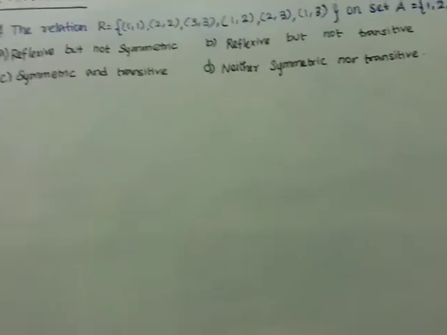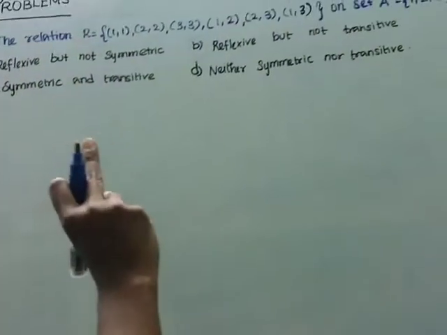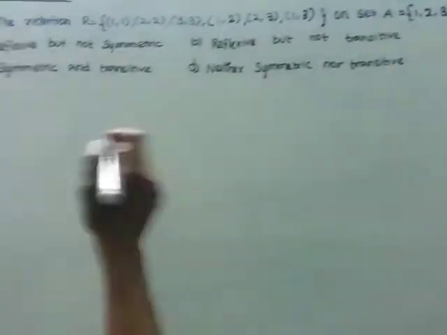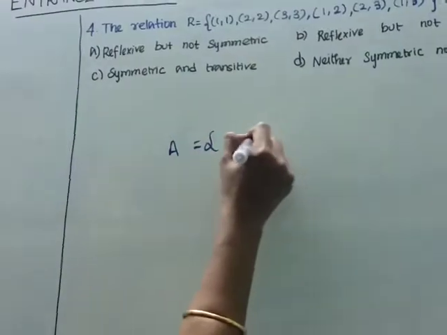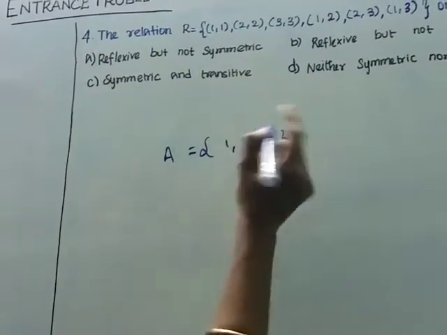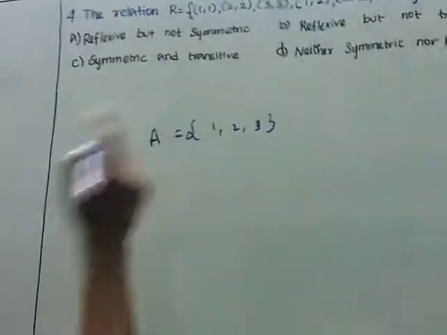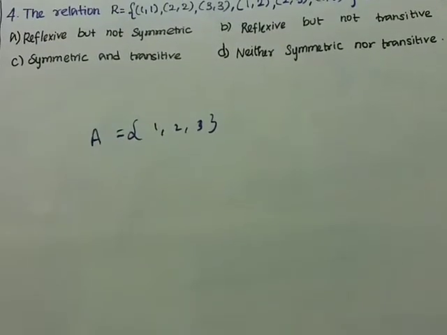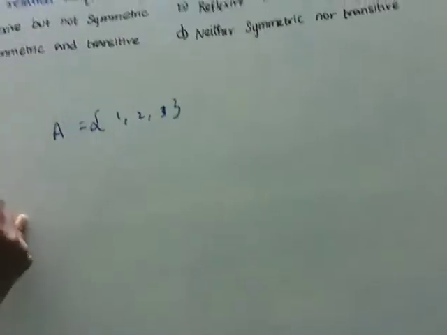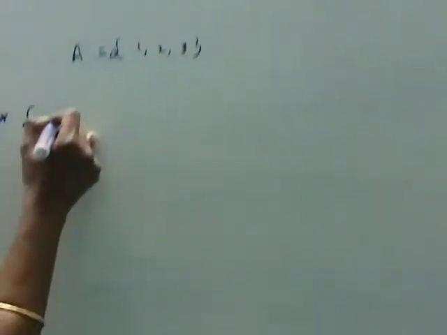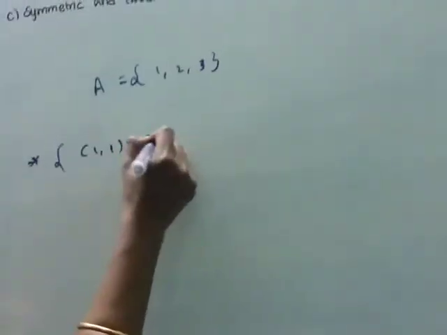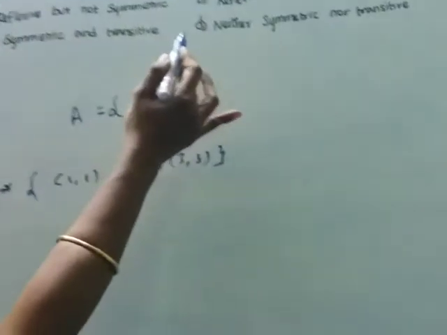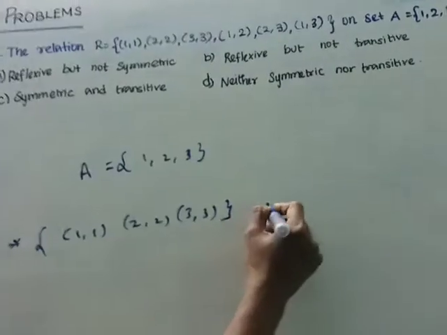Next, the relation set containing 1 comma 1, 2 comma 2, 3 comma 3, 1 comma 2, 2 comma 3, 1 comma 3 on set A, where we have the set A as 1, 2, 3, is: reflexive but not symmetric, reflexive but not transitive, symmetric and transitive, or neither symmetric nor transitive. So first, reflexive. Reflexive means what are all the ordered pairs you need: 1 comma 1, 2 comma 2, 3 comma 3. That is what makes it reflexive, and all of them are there in capital R. Okay, so it is reflexive.